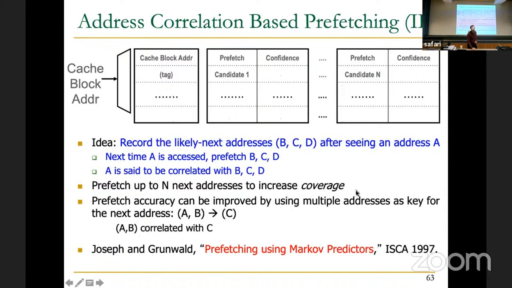Prefetch accuracy can be improved by using multiple addresses as the key for the next address. Again, you have A and B as the current addresses, and that could be correlated with C. You have to see A and B together to decide whether you want to prefetch C, basically. A is not enough, B is not enough. It's in combination. You have to see them. So this actually improves accuracy. It may reduce coverage, clearly.